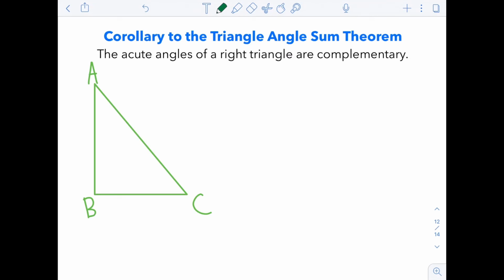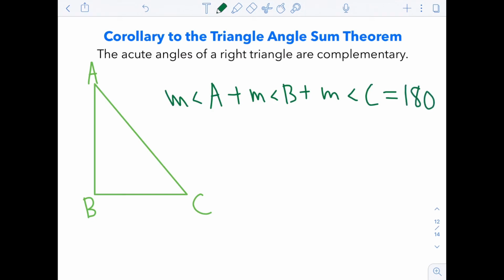So basically the measure of angle A plus the measure of angle B plus the measure of angle C equals 180. The corollary to this says that the acute angles of a right triangle are complementary, which means that they add to 90. So let's say that triangle ABC is a right triangle. We can make angle B the right angle here. For the measure of angle B, we can substitute 90.